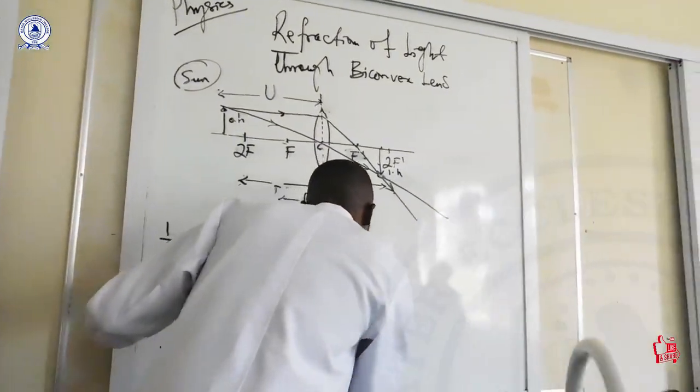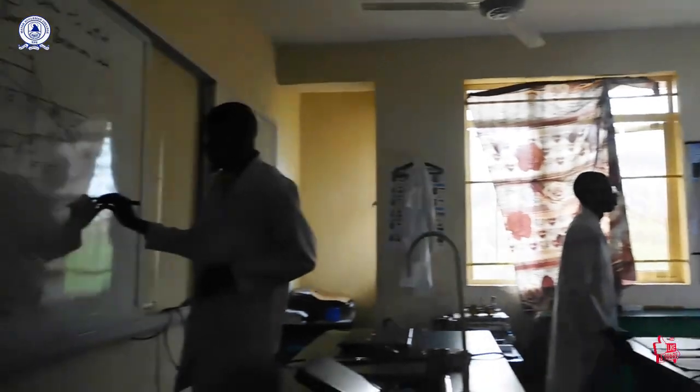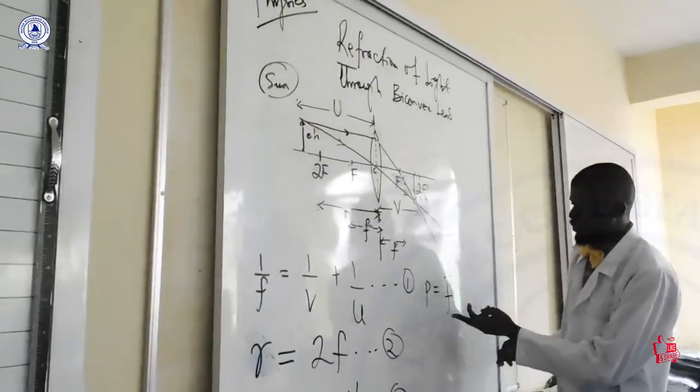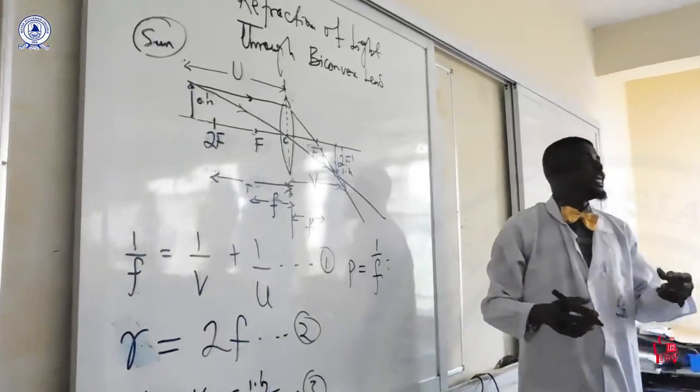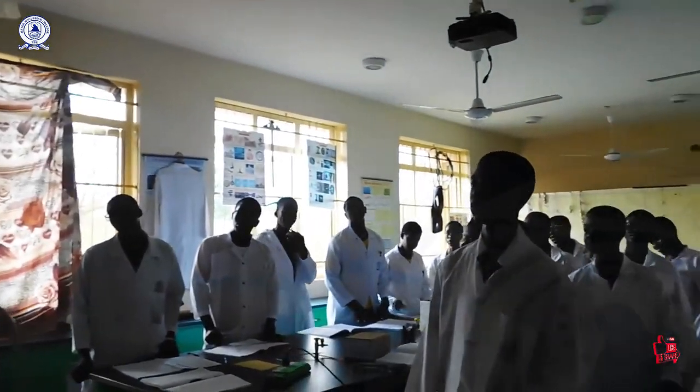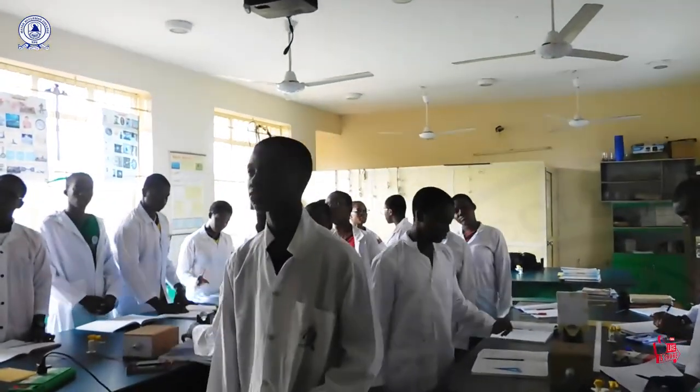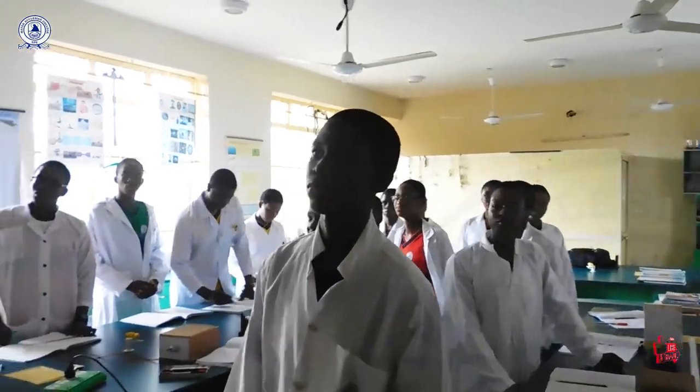The last equation is equation number 3. That's 1 over f, in the unit of what? And with a capital D.